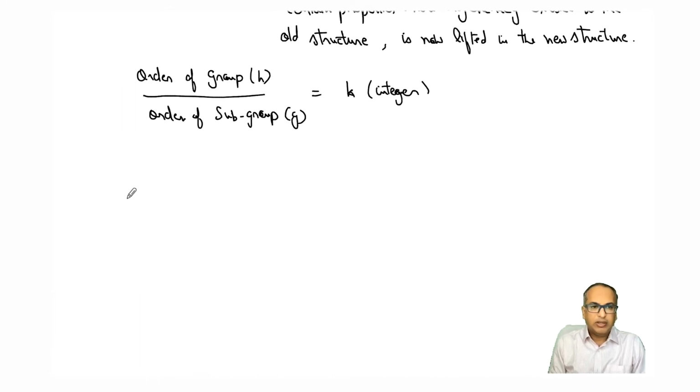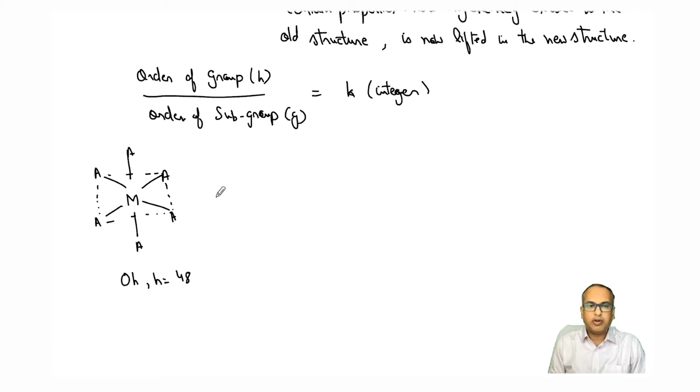So let's start with the octahedral group. We know what an octahedral molecule looks like. There is a central metal atom and there are 6 ligands. All bonds are equal. Okay. Now this point group is Oh and h is equal to 48. The order is equal to 48.